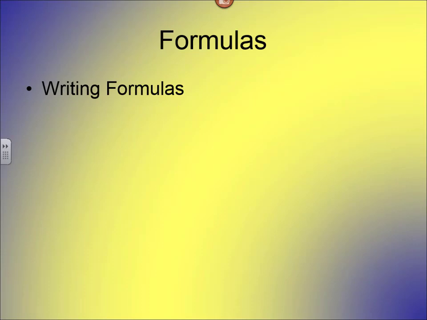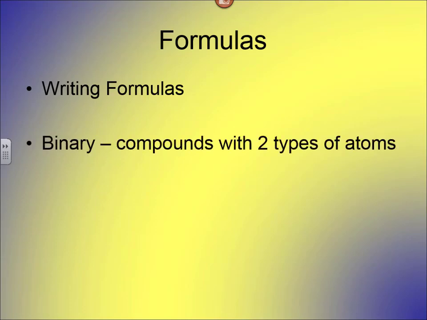Okay, so how do we write formulas? What are we actually doing today? You have to pay attention to what kind of compound you have. And there'll be 2 types, binary and ternary. Binary are the kind that have 2 types of atoms. So when you look at the formula or the name that you're trying to write a formula for, there'd be 2 things there, 2 elements there.